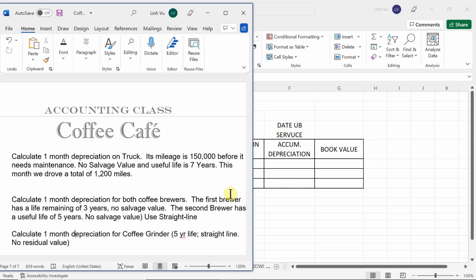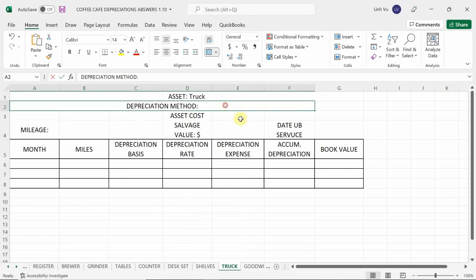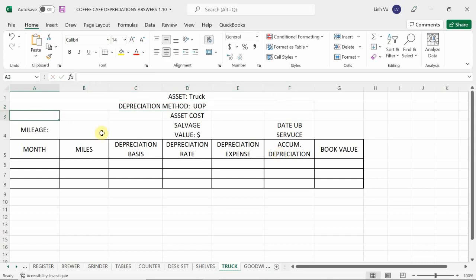150,000 miles, right? So that means this truck can drive pretty far. And for the month, I only used 1,200 miles. So in this case, that's exactly what we're going to do. We're going to do units of production, also known as activity-based, okay? Because it's based on how many miles I drove. So I'm going to put UOP for short, okay, for units of production.